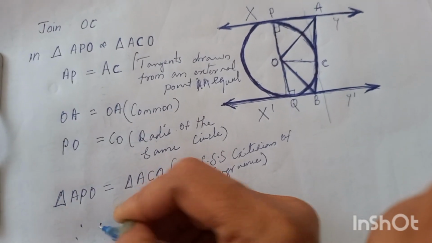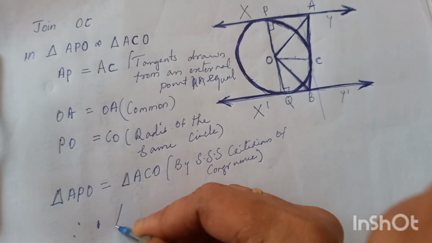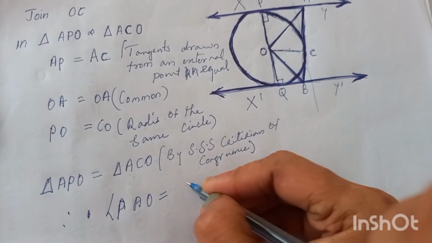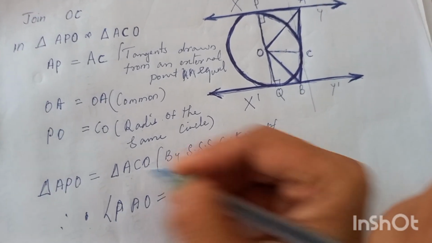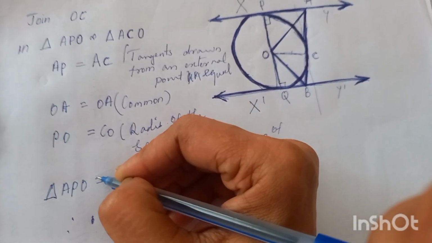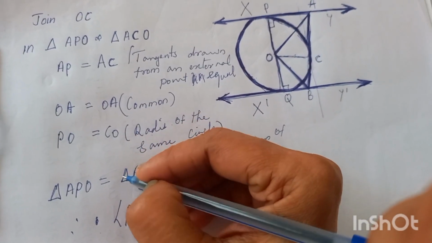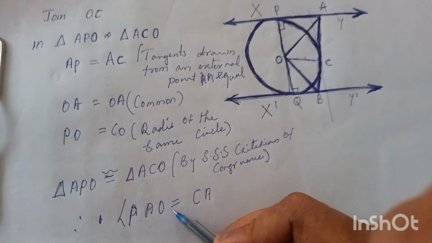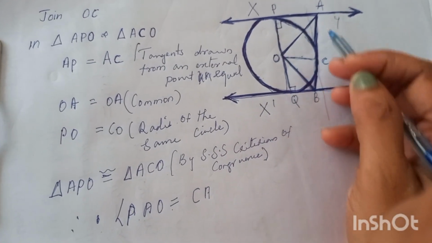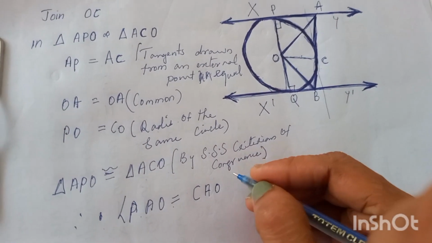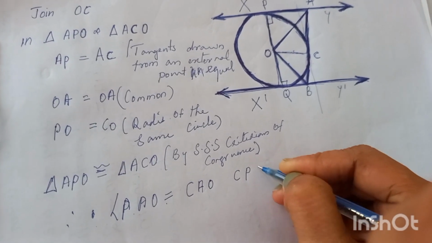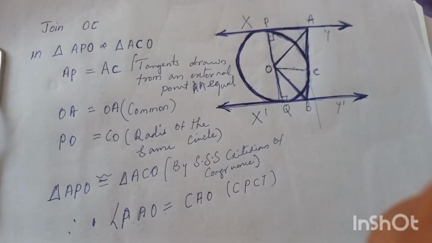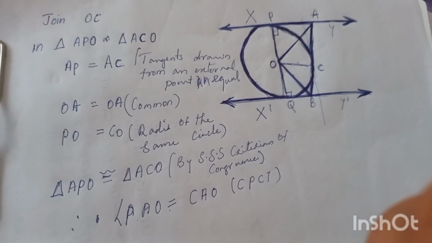Therefore, angle PAO is equal to CAO. Triangle APO is congruent to triangle ACO, so PAO is equal to CAO by CPCT, corresponding parts of congruent triangles. It implies PAO equals CAO.